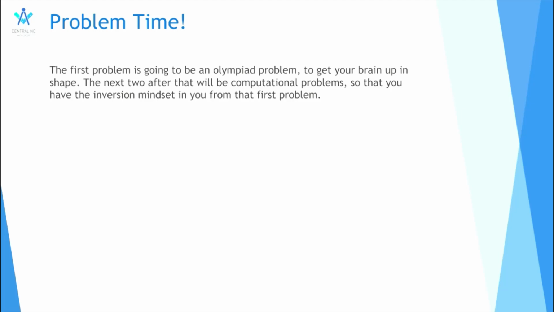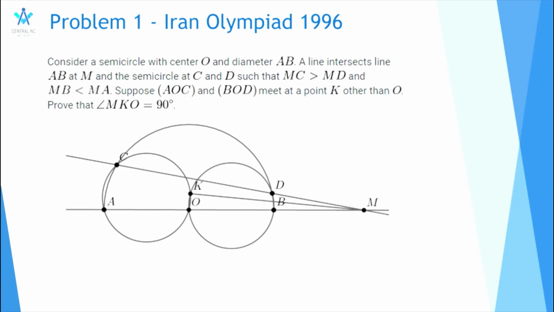Let's start. Problem 1, Iran Olympiad 1996. Consider a semicircle with center O and diameter AB. A line intersects line AB at M and the semicircle at C and D such that MC is greater than MD and MB is less than MA. Suppose that the circumcircles of AOC and BOD meet at a point K other than O. Prove that angle MKO is equal to 90 degrees.